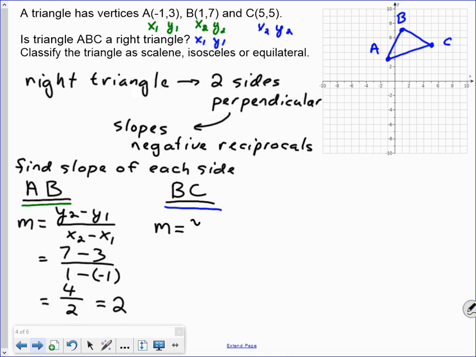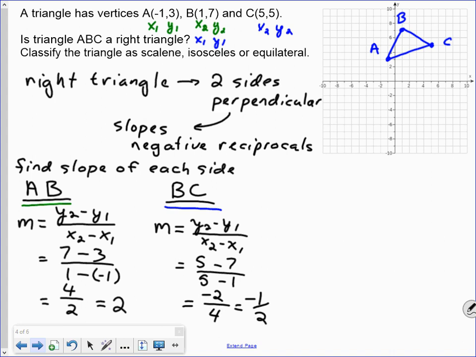So we want to do, again, y2 minus y1 over x2 minus x1. y2 is 5, y1 is 7, x2 is 5, x1 is 1, so we get 5 minus 7 is negative 2, 5 minus 1 is 4, so negative 2 over 4, so negative 1/2.